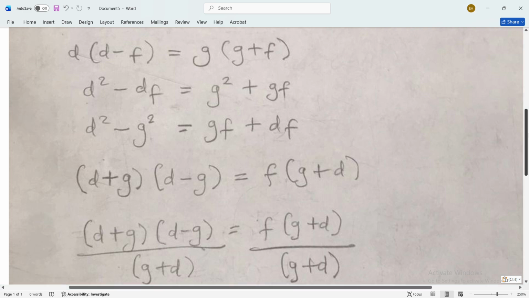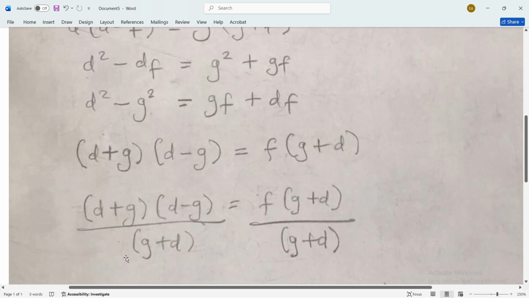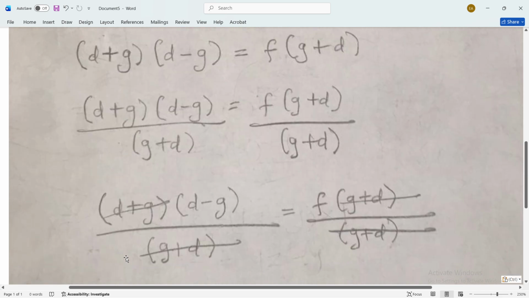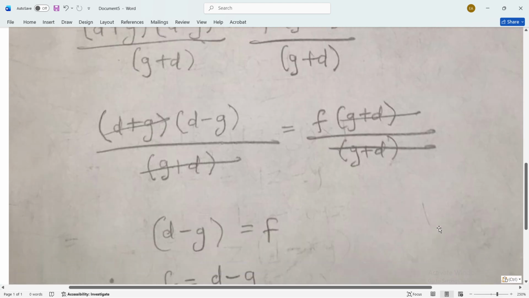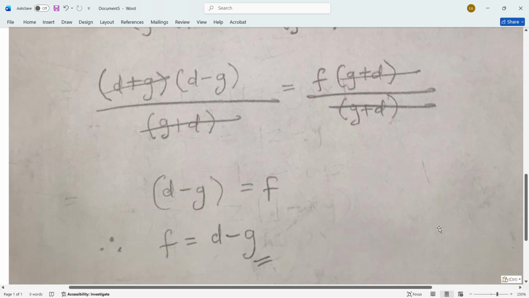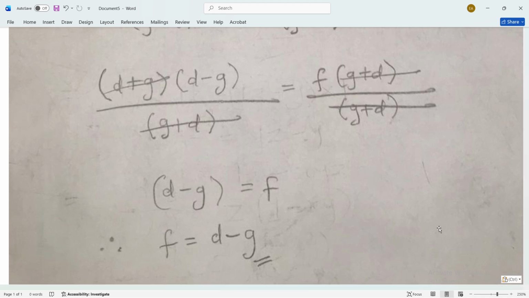So j plus d will cancel itself out for f to stand on its own. When we come to this side, j plus d will cancel itself out too. D plus j is the same as j plus d. It will also cancel itself out for us to get only d minus j. Therefore, f would be d minus j. So there are the cancellations we did. Therefore, f equals d minus j as our final answer.